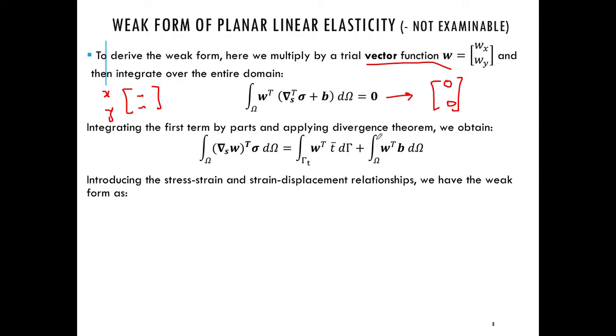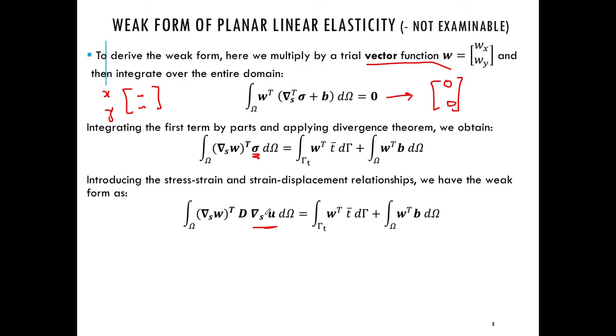Right. Finally, so far I've just got it in terms of sigma. So why don't I actually replace sigma using my stress strain relationship and then my strain displacement relationship to convert sigma into a form in terms of my essential variable. So if I do that, then I know that my sigma is basically d epsilon, where epsilon is equal to del S u. So that gives me my weak form in terms of the essential variable right here.